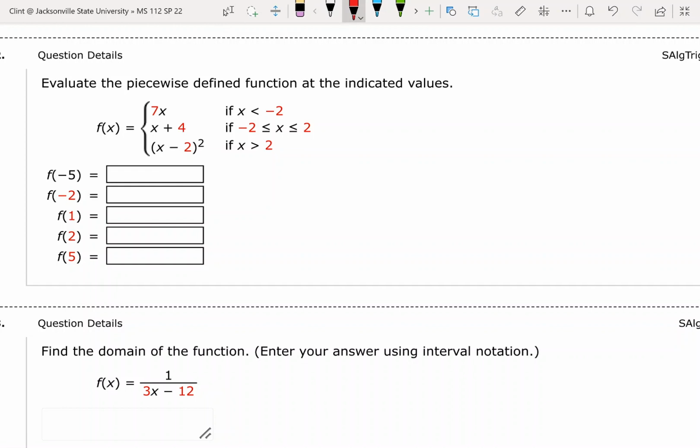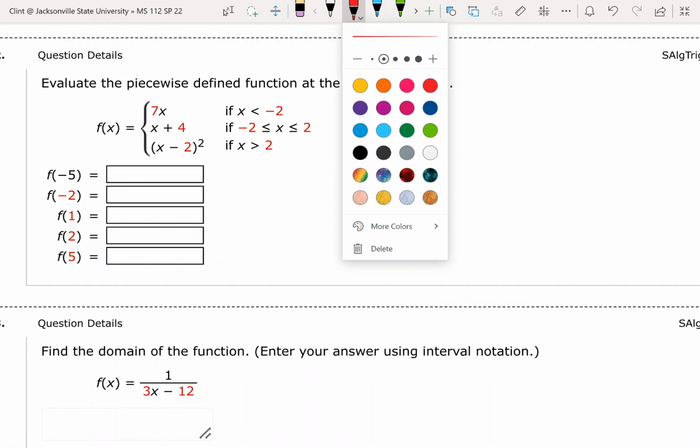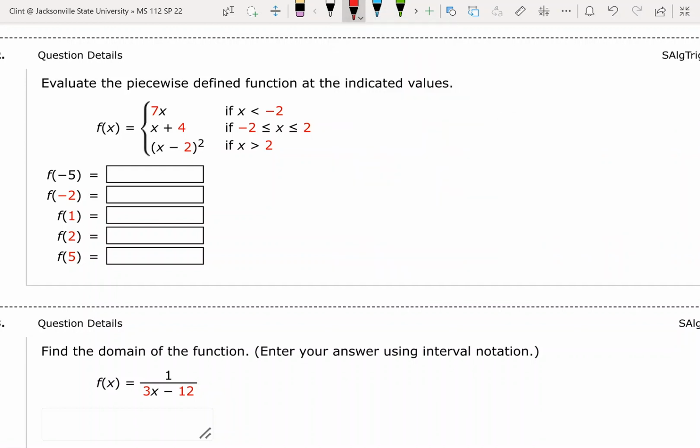So for the first one, let's see, we've got -5 as the x value we're using. Okay. So -5 is smaller than -2. That means we'll use the top part. So we'll have 7 times -5. That'll give us -35.